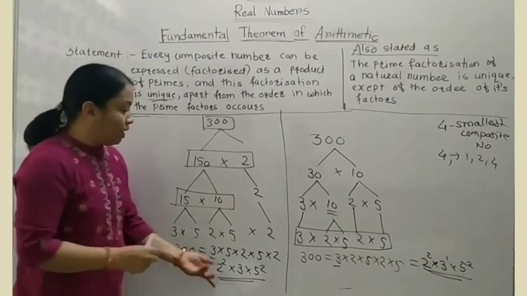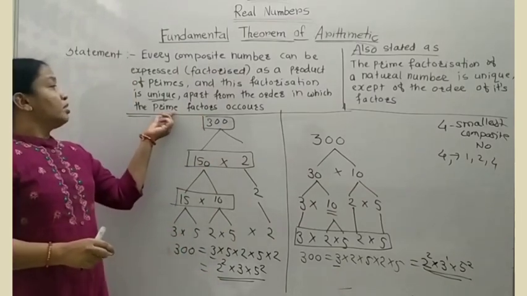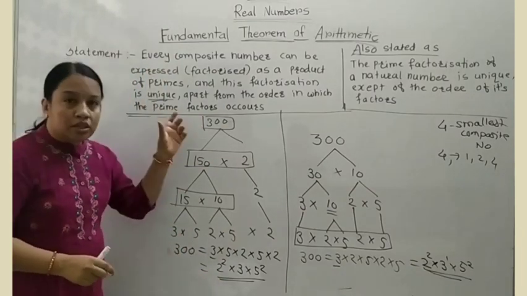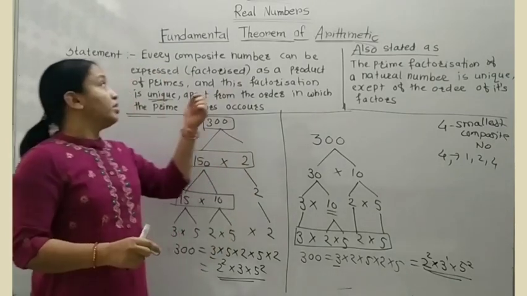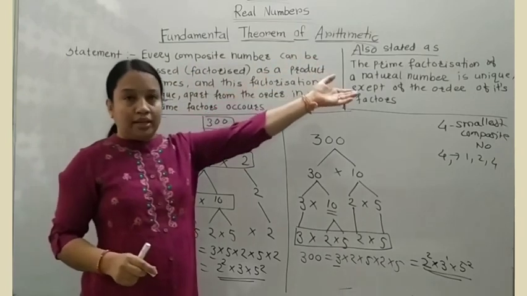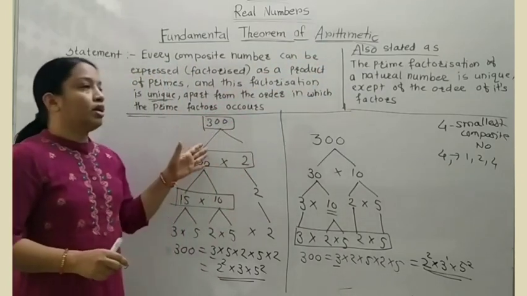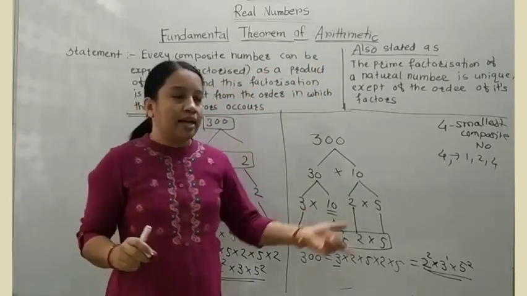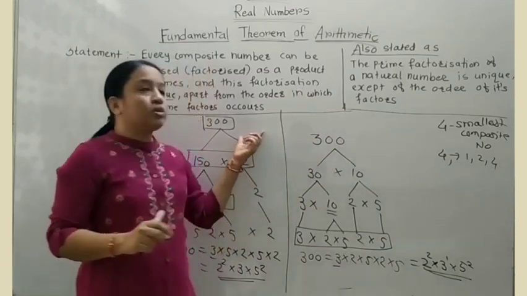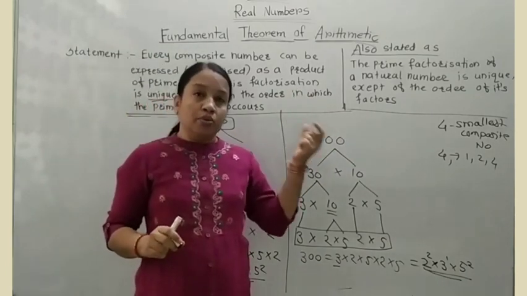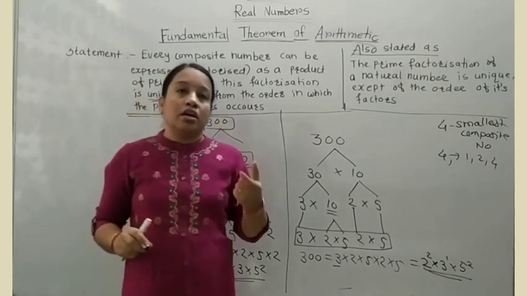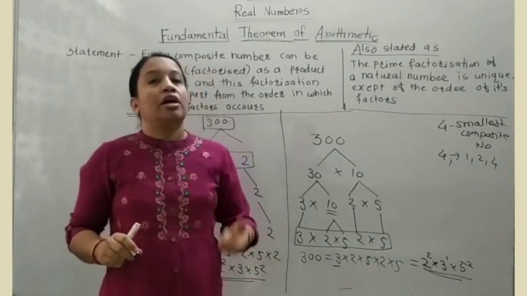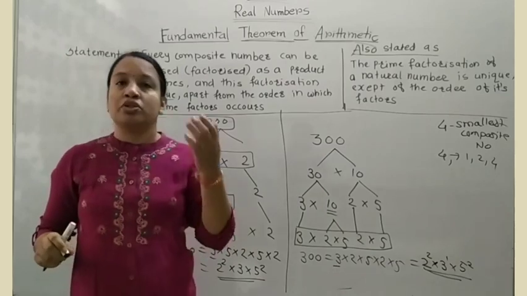Apart from their order, this prime factorization is unique. The statement you have to learn because it is generally asked: state the fundamental theorem of arithmetic. It is nothing but that simple: composite numbers are expressed as a prime factorization, and that prime factorization is unique.